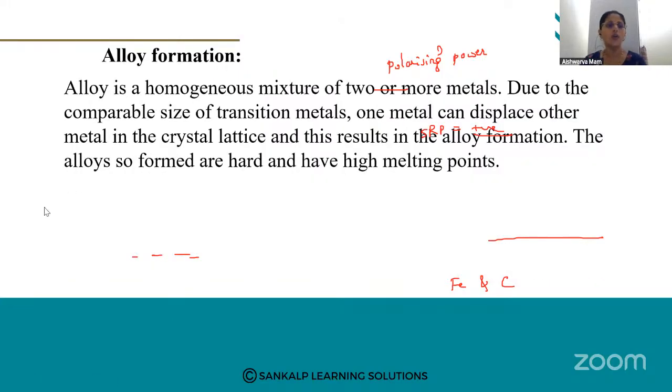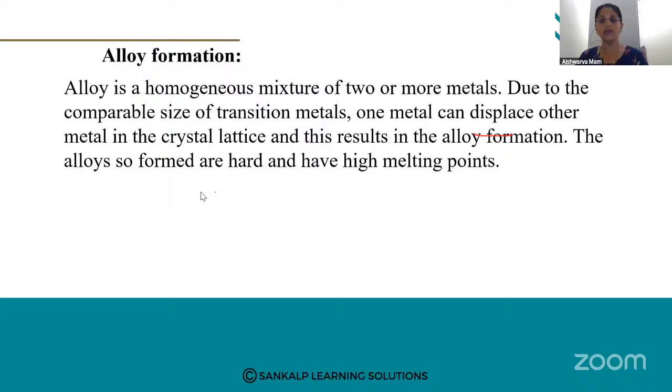Then alloy formation. What are alloys? What do we mean by alloys here? We have discussed alloys in lower classes. Alloys are homogeneous mixtures of two or more metals, or a metal and a non-metal. These transition metals form alloys. We have so many examples. Why do they form alloys?